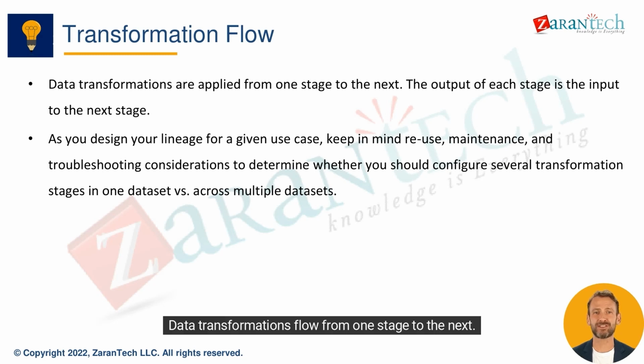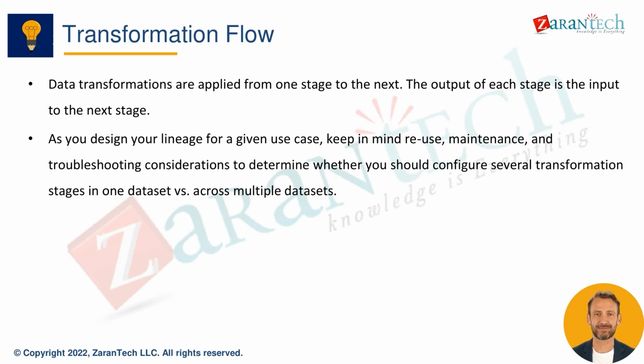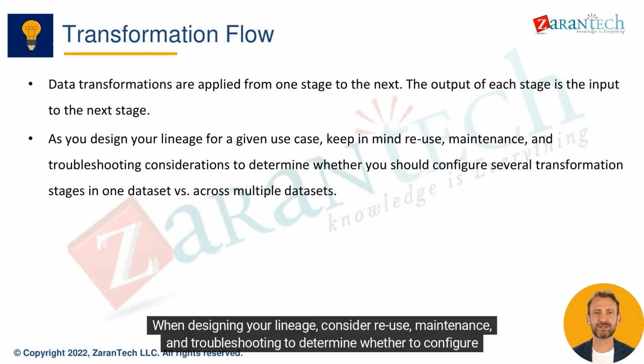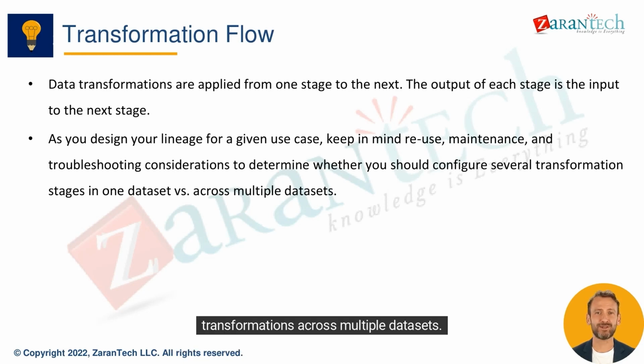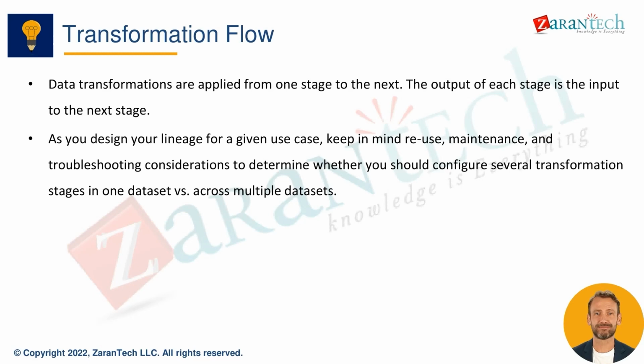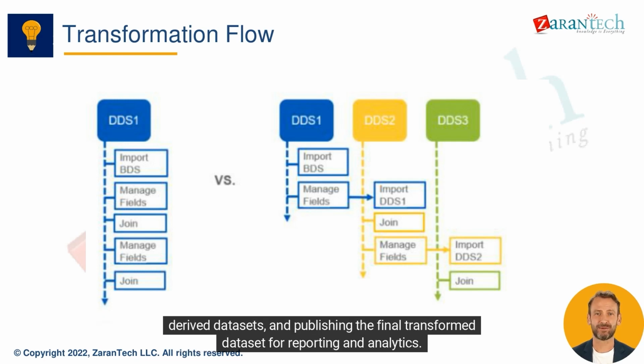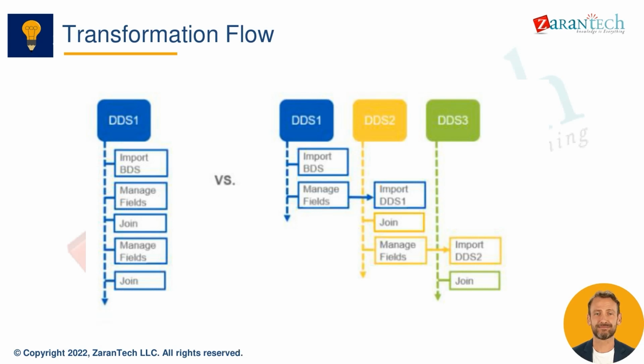Data transformations flow from one stage to the next. The output of each stage is the input to the next. When designing your lineage, consider reuse, maintenance, and troubleshooting to determine whether to configure transformations across multiple datasets. This diagram summarizes the overall process of importing data into base datasets, transforming the data in derived datasets, and publishing the final transformed dataset for reporting and analytics.